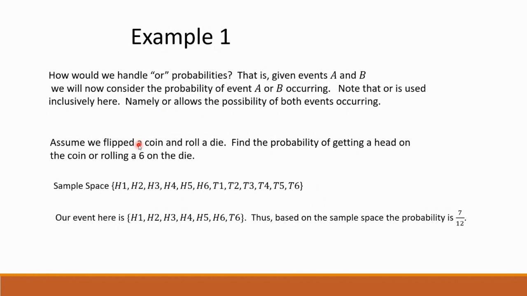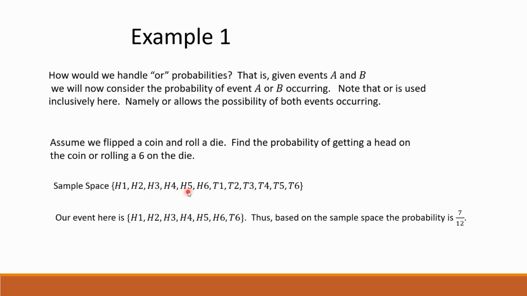For instance, let's suppose we consider the experiment where we flip a coin and we roll a die, a standard six-sided die. Let's find the probability the coin lands heads up, you know, getting a head on the coin, or rolling a 6. So here we're calculating that by just looking at the sample space.